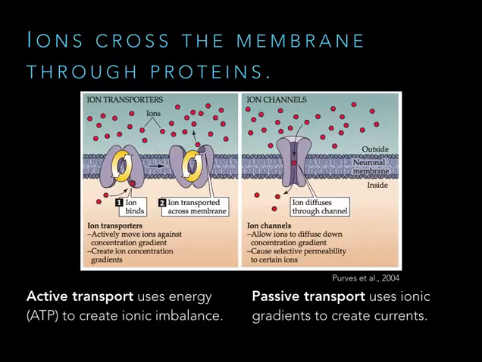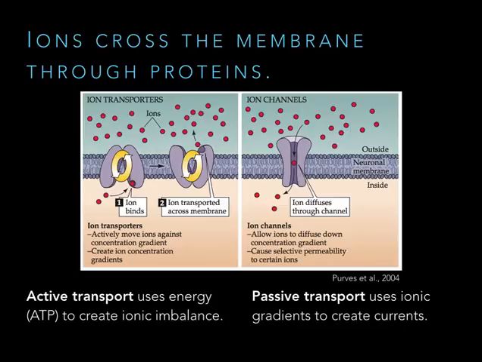Active transport, on the other hand, uses cellular energy, which is ATP, to create the ionic imbalance. So active transport uses transporter proteins, also called pumps, to move ions against their concentration gradient. We're not going to touch on these in great detail here, but we will bring up the sodium-potassium ATPase. And its name tells you what it is. It moves sodium and potassium using ATP.